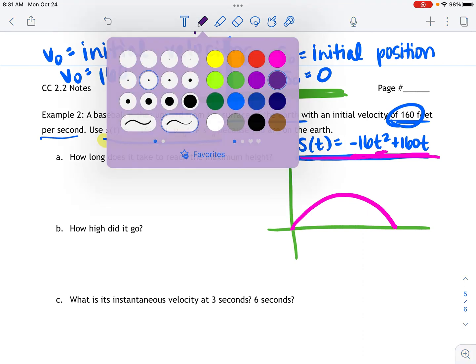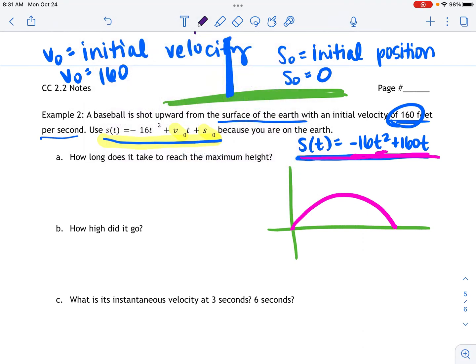Well, what I want to do is try to ask myself that question in terms of calculus. So how long does it take to reach the maximum height? If I look at the ball here starting at the bottom, and then it climbs up, up, up, I want to know how long it took to get to that spot right there in the middle at the vertex. I want to know what is the t value for that spot.